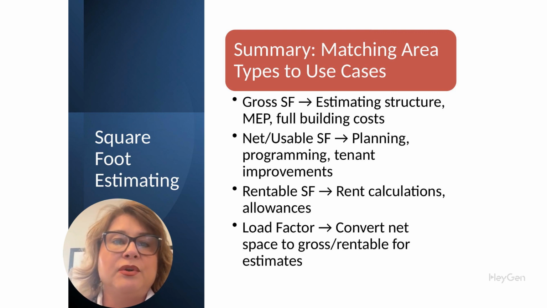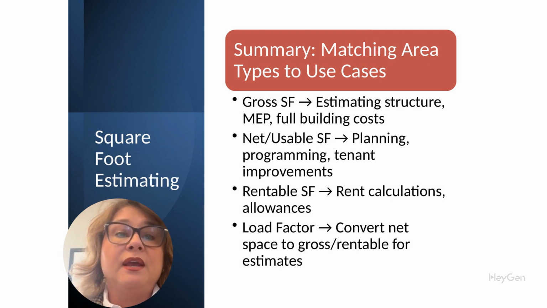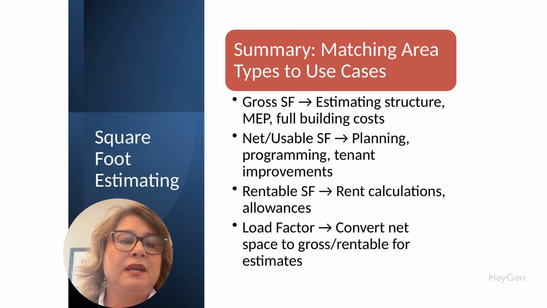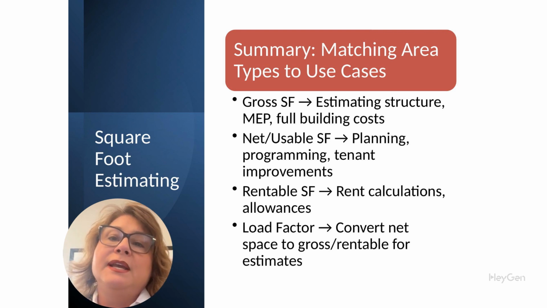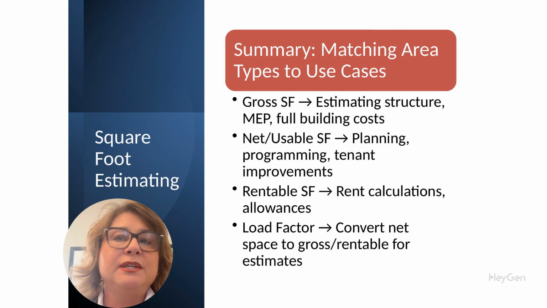2. Net or usable square feet, NSF, USF. Use net or usable square feet when you're doing programming, space planning, or interior finishes. 3. Rentable square feet, RSF. Use rentable square feet in commercial leasing, tenant improvement allowances, or developer pro forma estimates. This is the number tied to rent checks. If you're working on an office fit out or pricing tenant improvements based on a $50 per rentable square foot allowance, you're pricing from RSF, even if only a portion is actually buildable space.